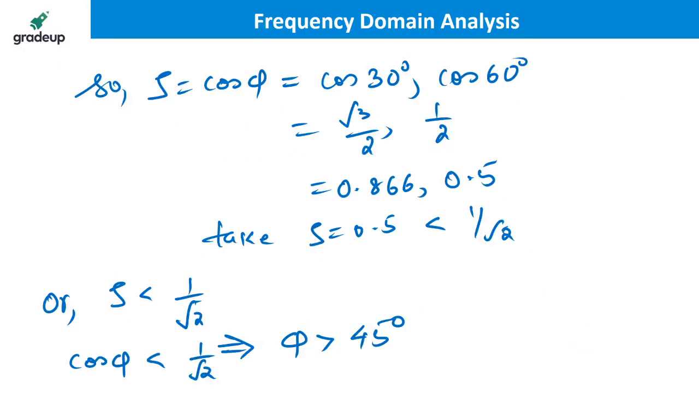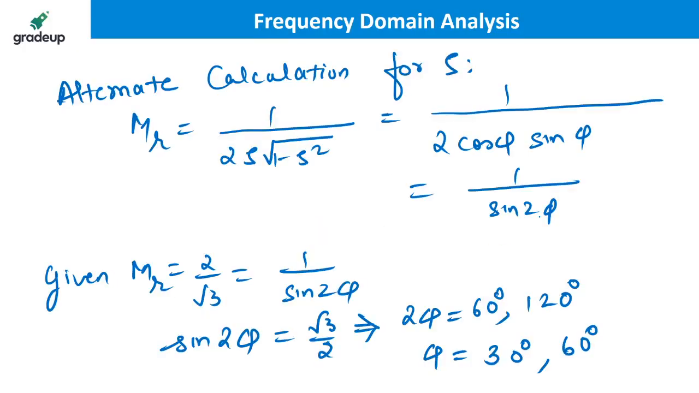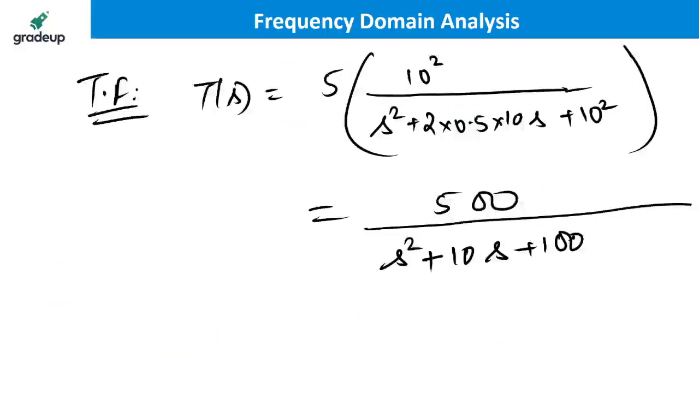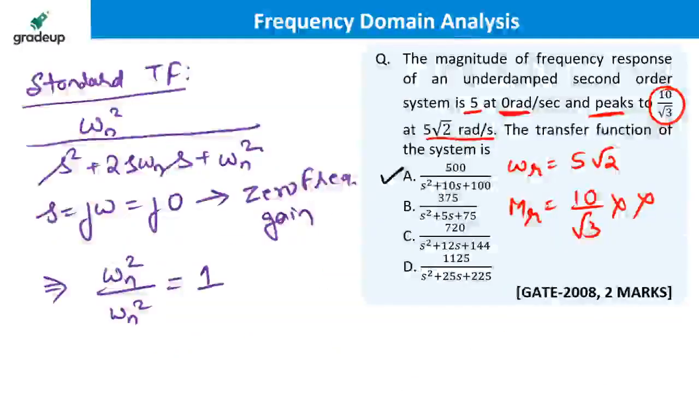So this way also, this is an alternate calculation for solving the value of zeta if the MR is given. Okay, using the phi. Okay, let's take a screenshot for this question and then we have the next question. Come on, screenshot for this question and then we go towards the next question, guys.